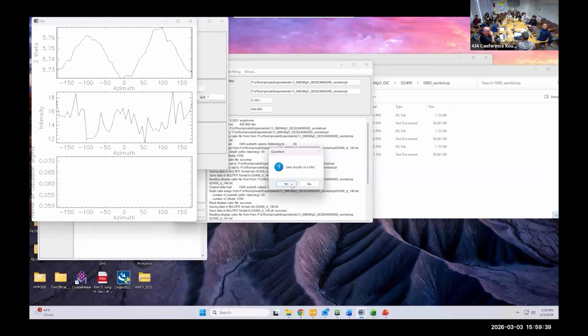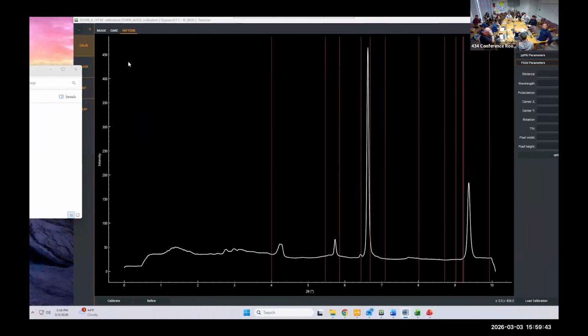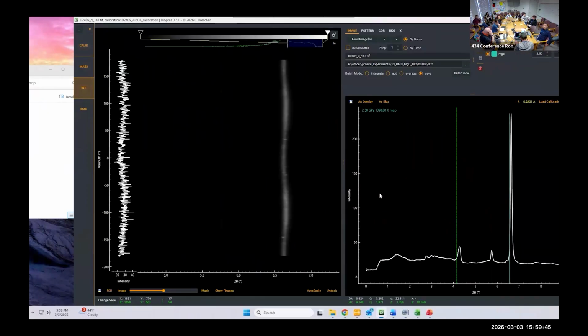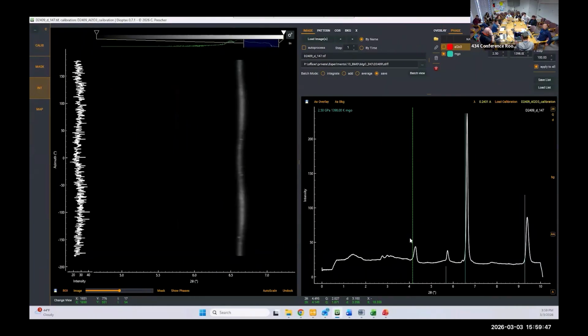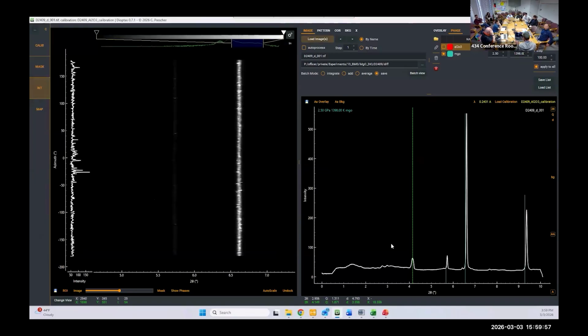So, save results in a file. I'm going to do that. So you need to know what peak it was, like what the HKL was. So it was this peak here. So I can just go back to the beginning. And then you can look in, if you actually have this, you might not.